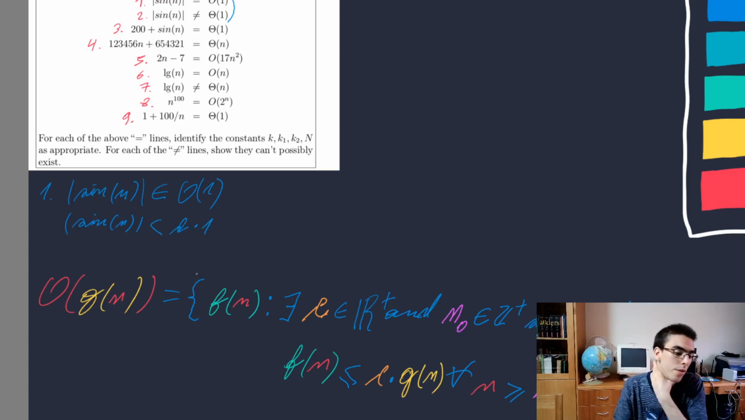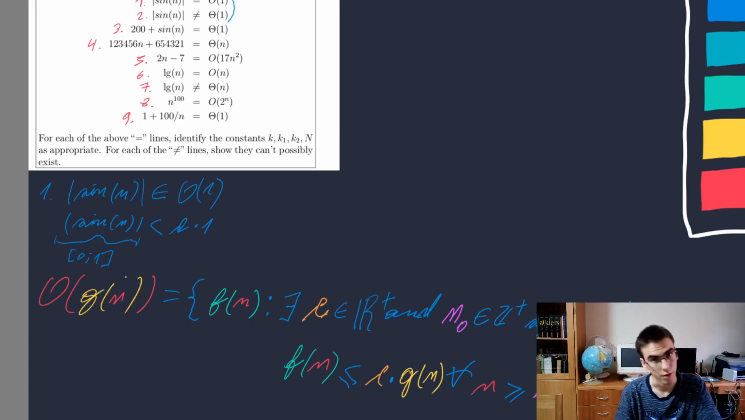And how do we say that? Well, sine of n is one of the following values. It is a closed interval from 0. We are talking about the absolute value. It's a closed interval between 0 and 1, correct?